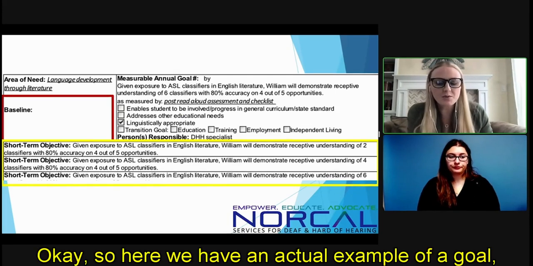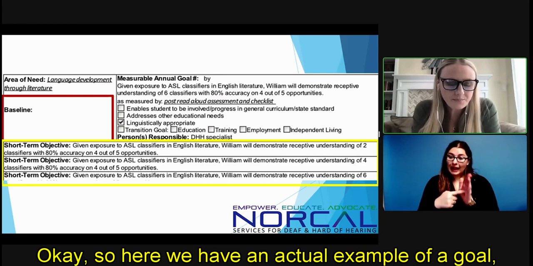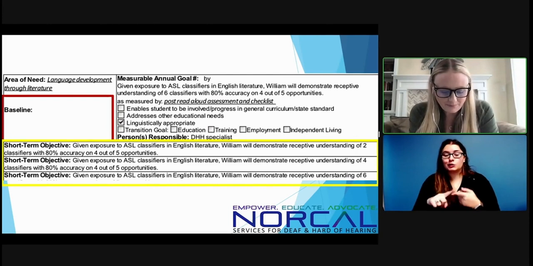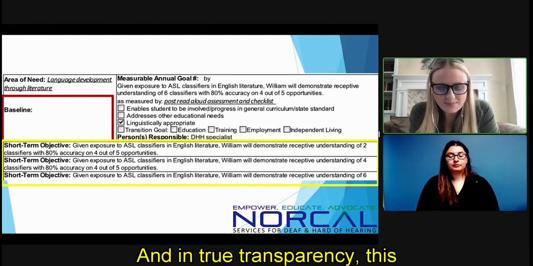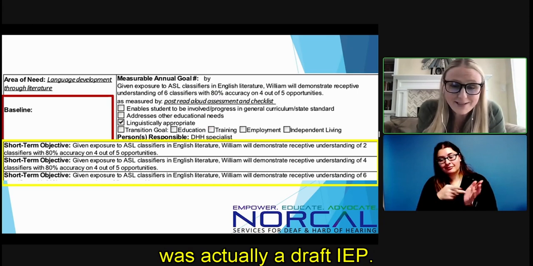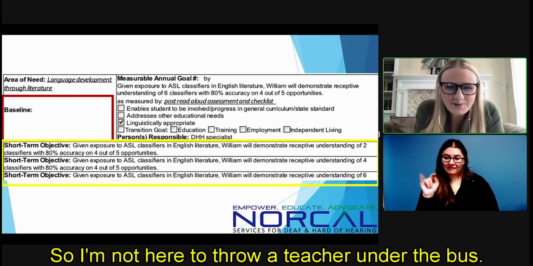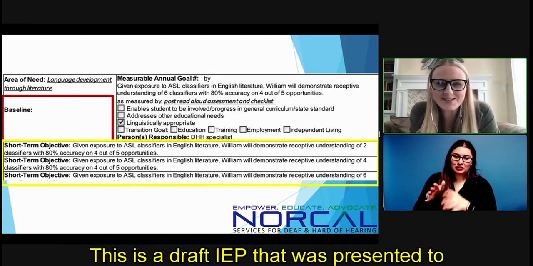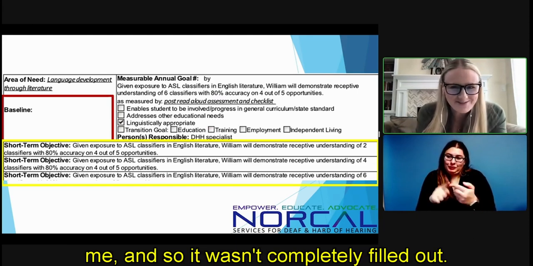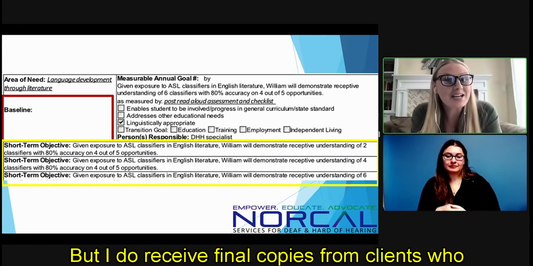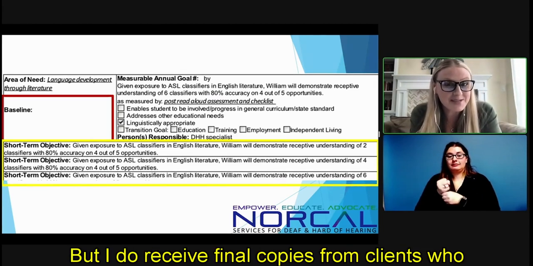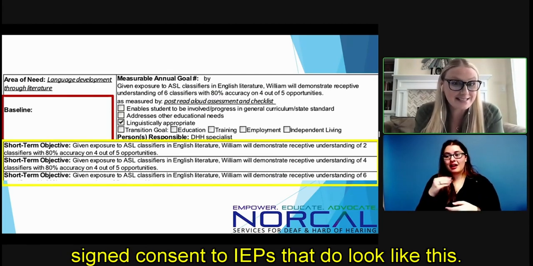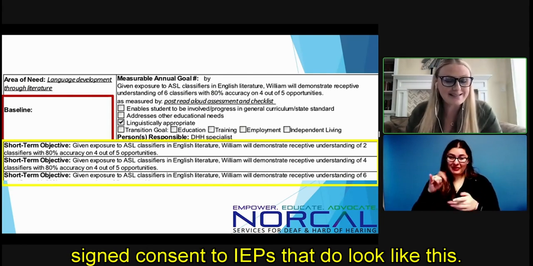Okay, so here we have an actual example of a goal. And this would be an example of what not to do. And in true transparency, this was actually a draft IEP. So I'm not here to throw a teacher under the bus. This was a draft IEP that was presented to me, and so it wasn't completely filled out. But I do receive final copies from clients who are reaching out to me for assistance and have signed consent to IEPs that do look like this.